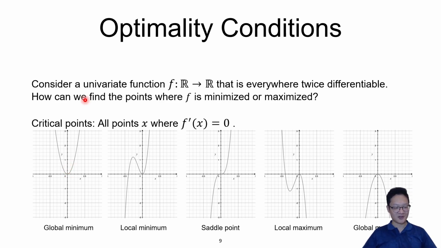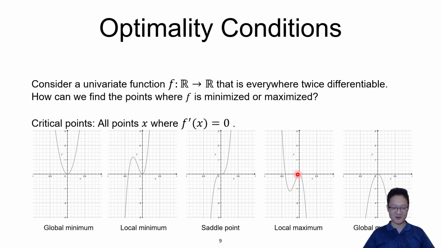Formally, what we want to do is, given a univariate function, so a function of one variable that is everywhere twice differentiable, how can we find points where f is minimized or maximized? The first step, as you remember from first year calculus, is to find all the critical points. These are all the points where f prime of x is 0. So the derivative of f evaluates to 0 at these points. That's going to be this point here, these 2 points.